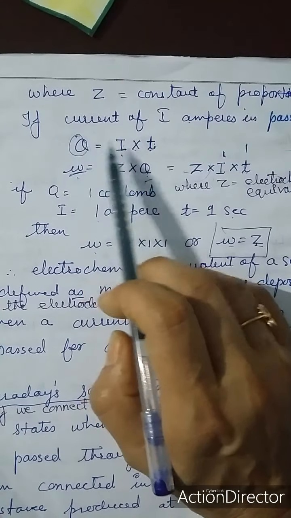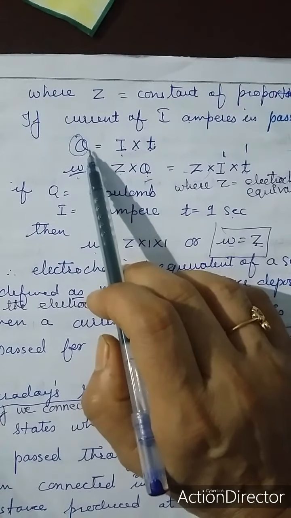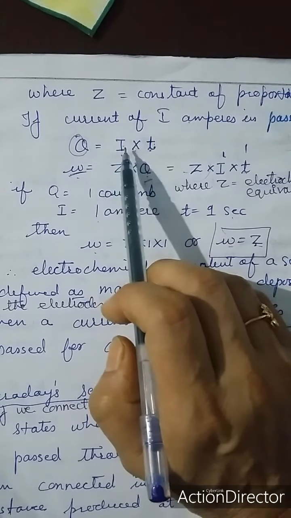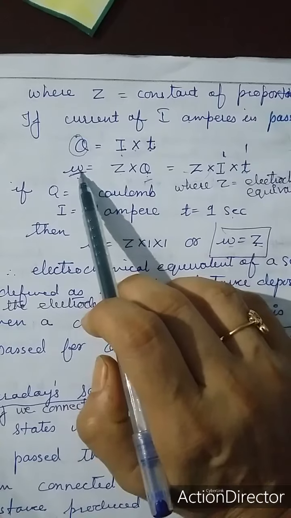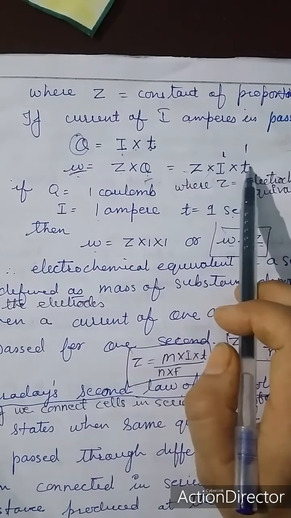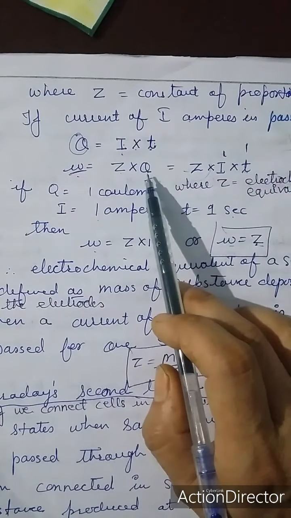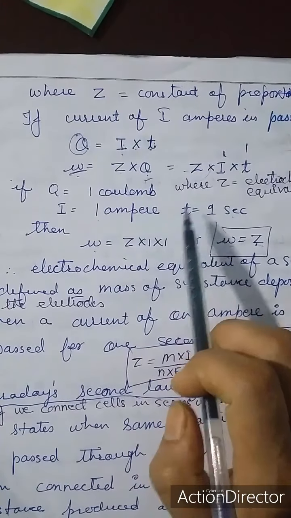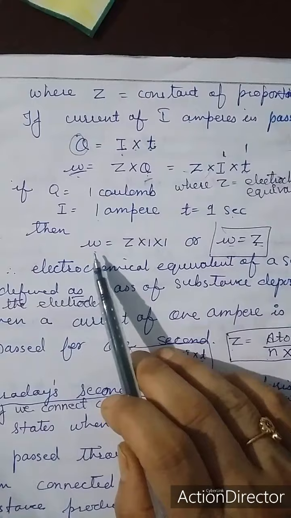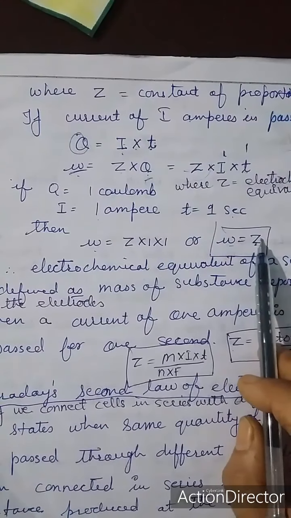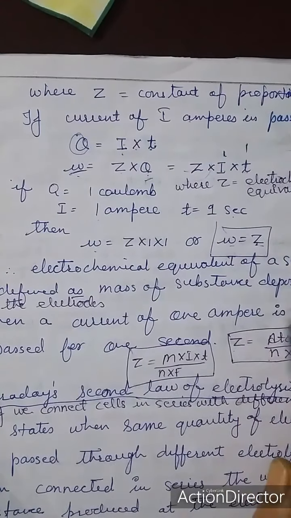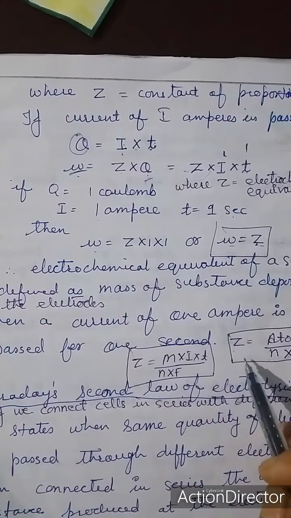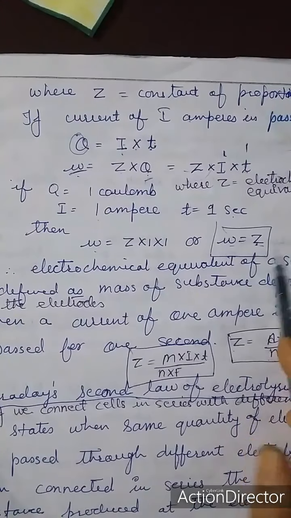Now Q is equal to IT. If current of 1 ampere is passed, W will be equal to ZIT, because I is 1 ampere and time is 1 second. So W will be equal to Z. Now Z is the electrochemical equivalent of a substance.